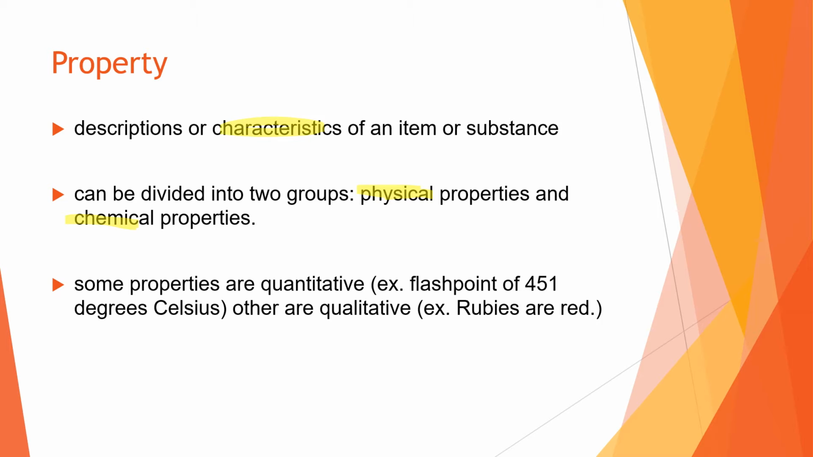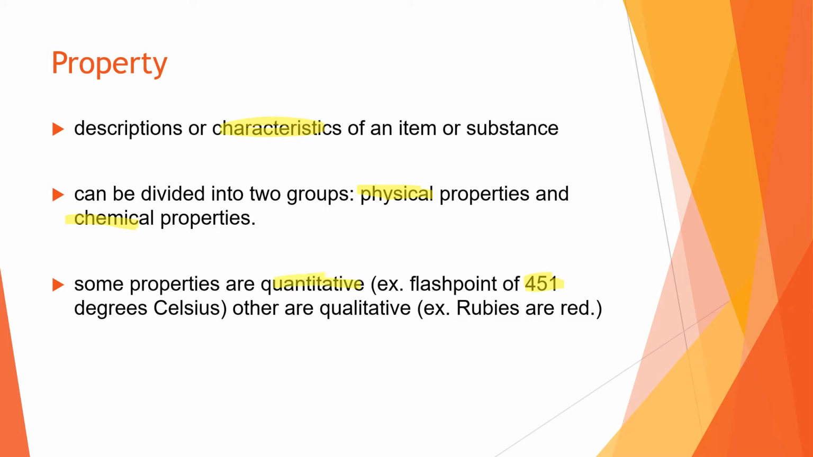Some properties can be quantitative, so we learned what this means. Quantitative is describing using numbers. So for example, flash point of 451 degrees Celsius. So again, 451 is the number there. Another example of a quantitative numerical property would be something like density, which we will see, melting point, boiling point. These are all going to be describing a substance using numbers.